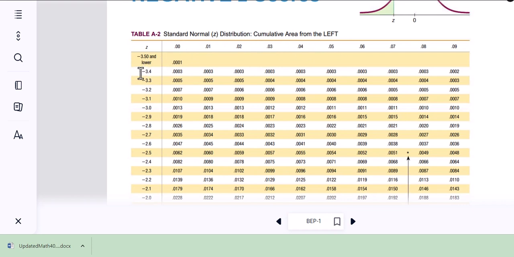So like for the one that's over here, negative 3.40, right? And then if I go to the third column, that's 0.02, that will be negative 3.42.